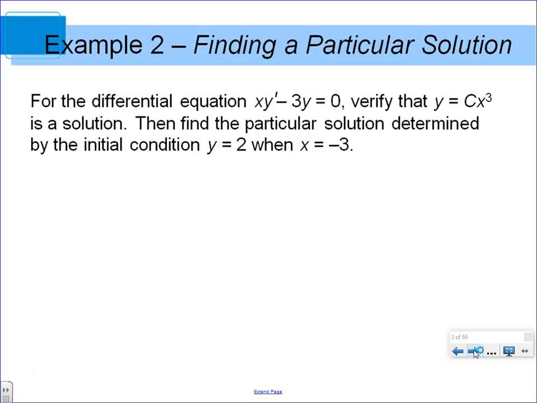Let's do one more just to get used to the idea of being given funny directions. So now, for the differential equation x y prime minus 3y equals 0, verify that y equals c x cubed is a solution. Then find the particular solution. Oh, they better have given me something. Booyah, they did. Go. Verify. You can just show by demonstrating that it works. We're not proving. We're just verifying it works.